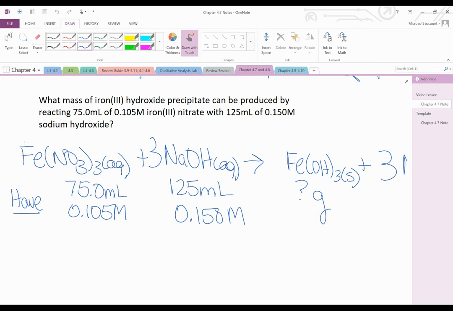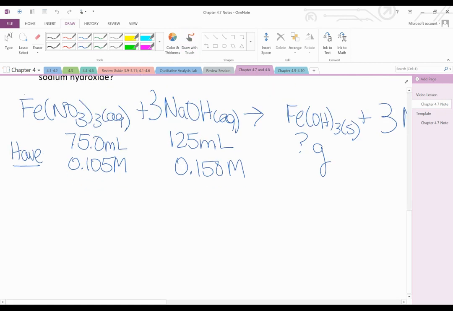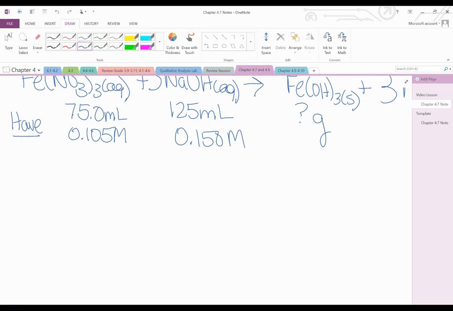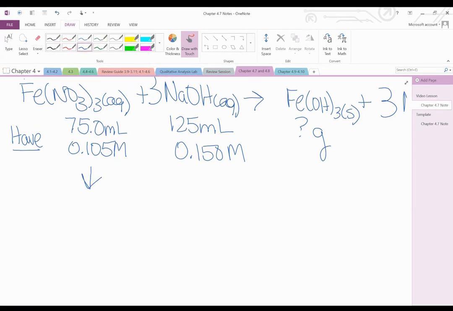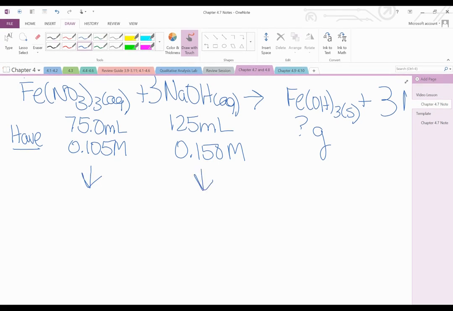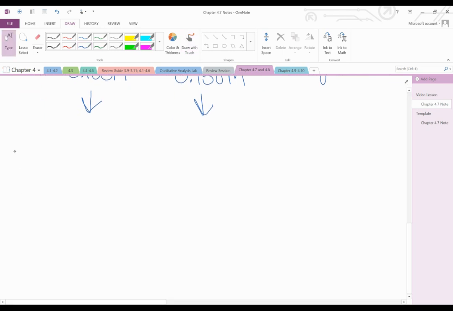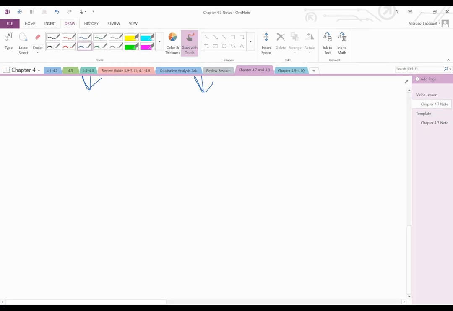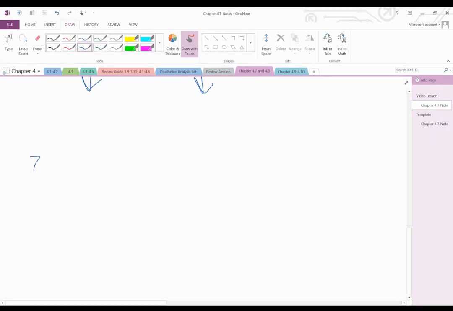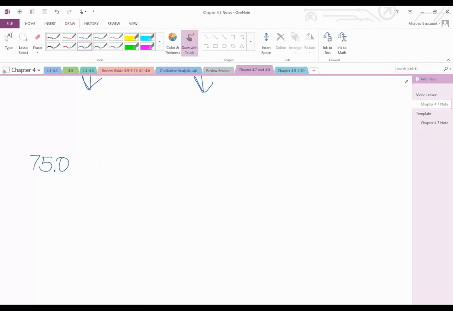Now those are both in volume, your volume and your molarity. What you need to do for both of these is convert them to moles. How many moles do we have of each of those? So we'll start with the iron 3 nitrate. I have 75.0 milliliters of iron 3 nitrate.